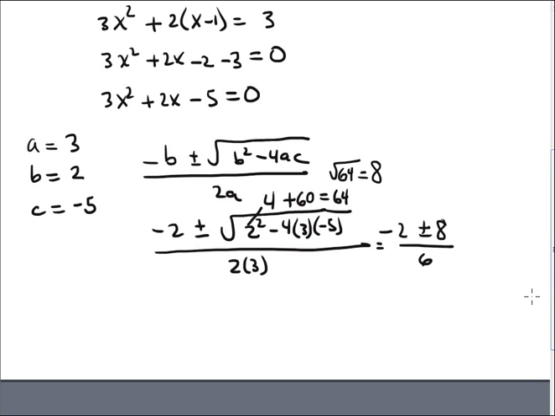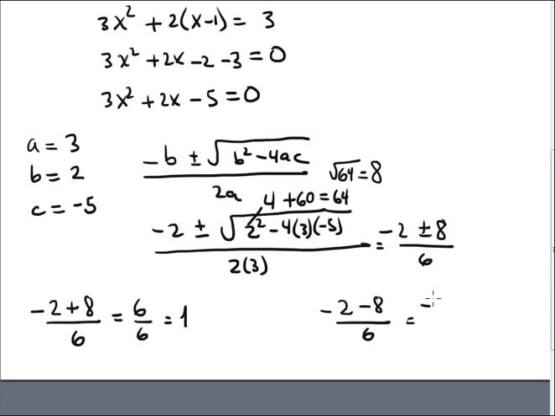Okay, I want to separate into pieces. One piece is minus 2 plus 8 over 6. And another piece is minus 2 minus 8 over 6. This is 6 over 6, which is 1. And this is negative 10 over 6, which is negative 5 over 3 in lowest terms.